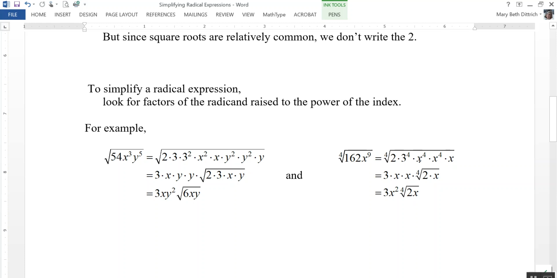X to the 9th is x to the 4th times x to the 4th times x to the 1. Recall that you're adding exponents there. So the fourth root of 3 to the 4th power is 3. The fourth root of x to the 4th is x, and another x to the 4th is x, and what's left is the 2 and this x over here. So this simplifies to 3x squared times the fourth root of 2x.